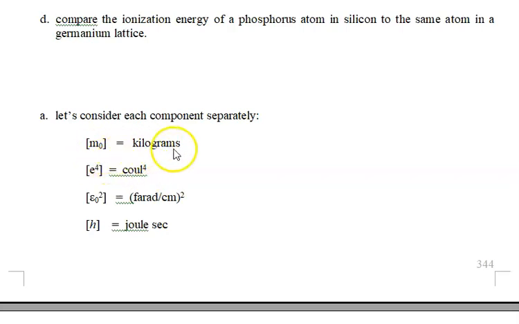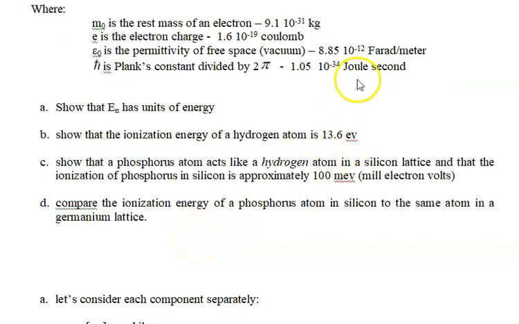M0 is the mass in kilograms. This is the electronic charge in coulombs, coulombs to the fourth. The permittivity is given by the units of capacitance, which are farads per centimeter. So permittivity squared is farads per centimeter squared. We're going to break that apart a little bit further, and H, or H bar, the units of Planck's constant, are action, which are given by joule seconds.